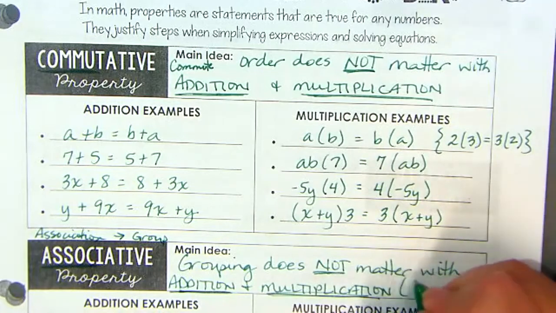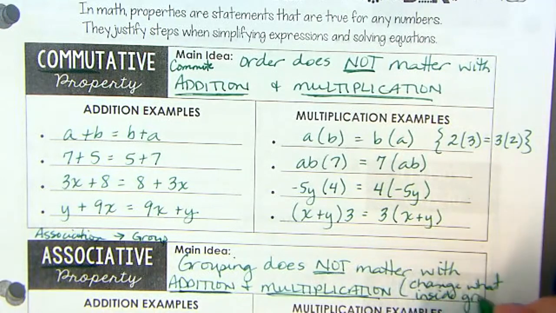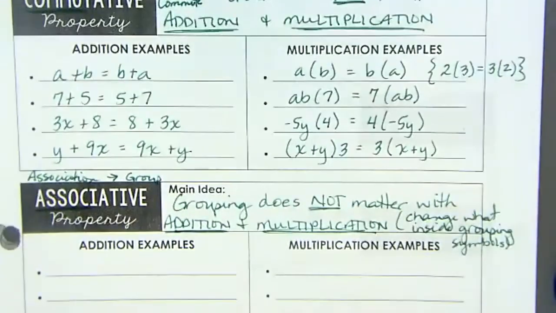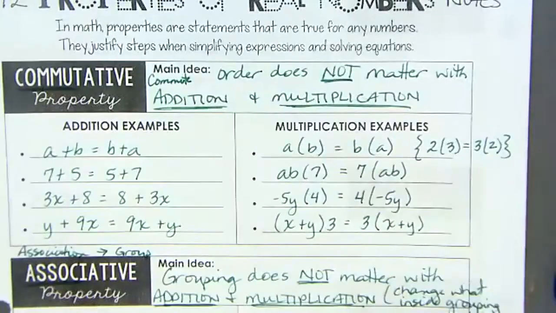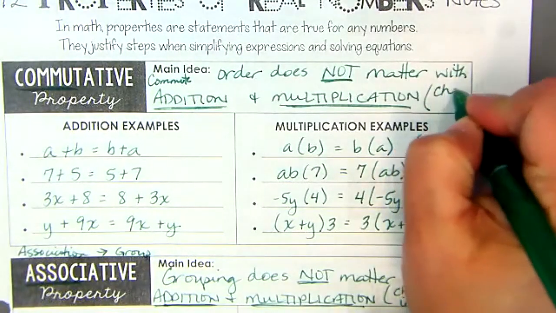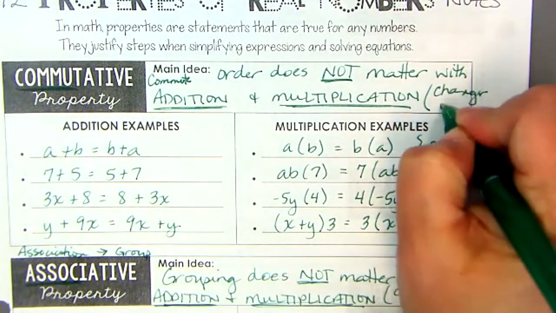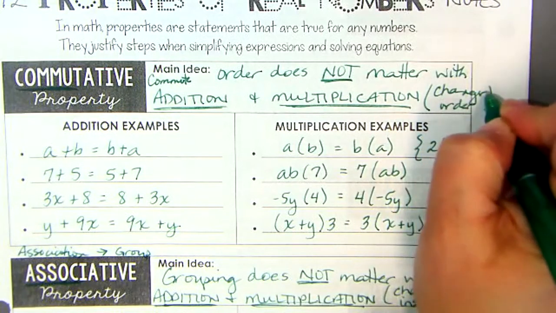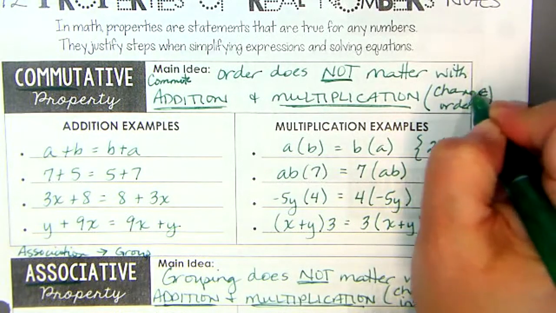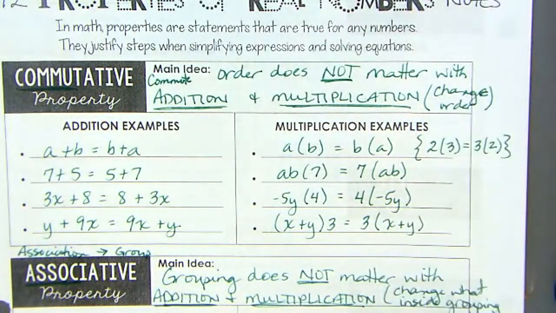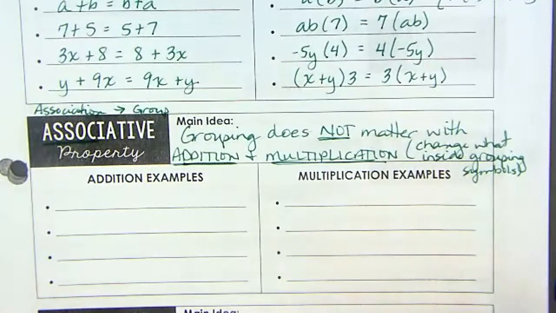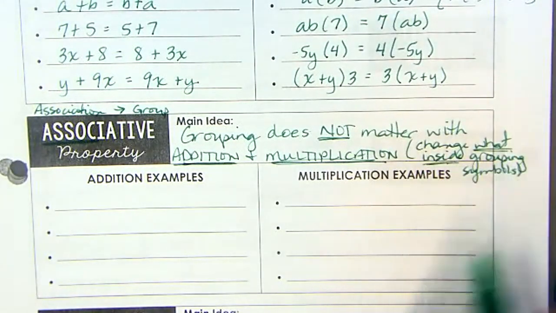So with this, change what's inside grouping symbols. Change what's inside the grouping symbols. For up here, I'm going to write a little note here. Change order. When you do the commutative, you're changing the order. Change order for commutative. For associative, you change what's inside the grouping symbols.